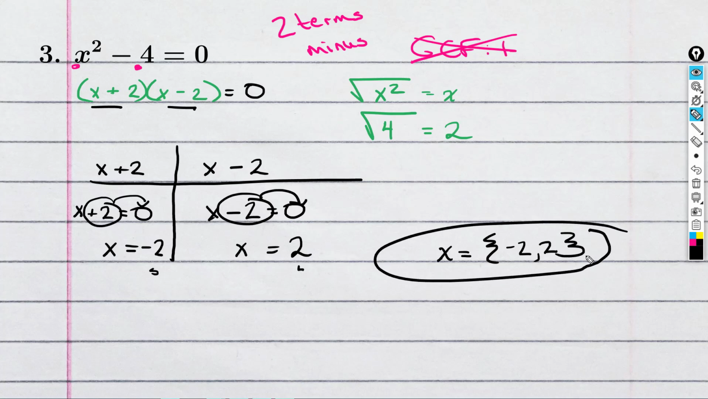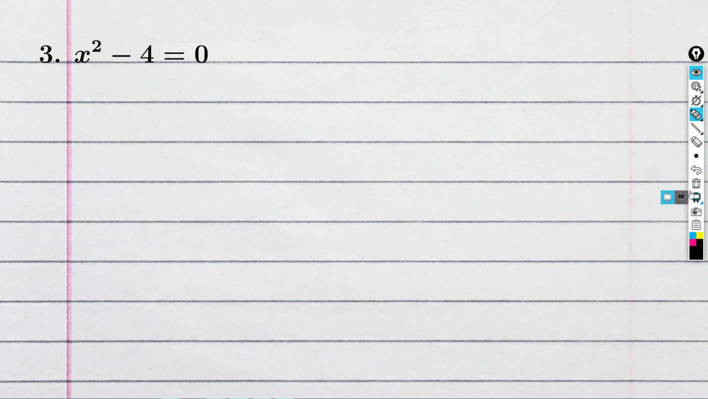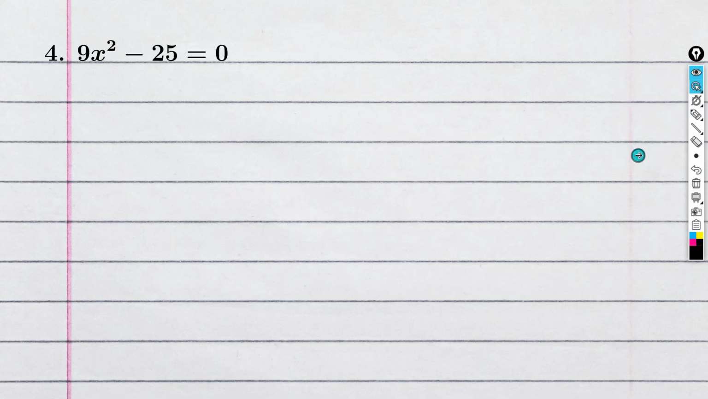That's your answer. So again, this was 2 terms, so there was a minus sign that separated. There wasn't a GCF I could take out of each of them, so I knew I needed to find another method. So let's look at number 4.